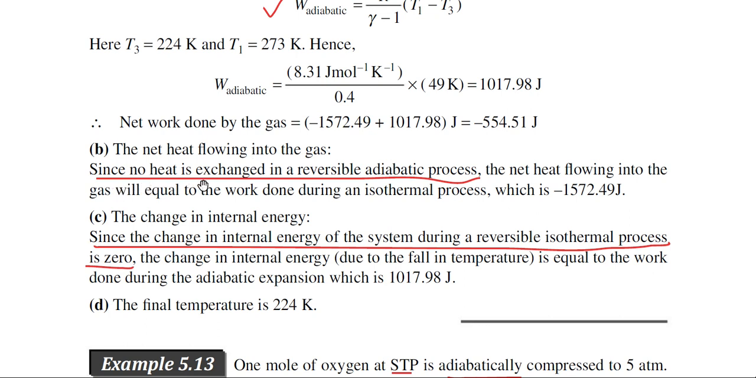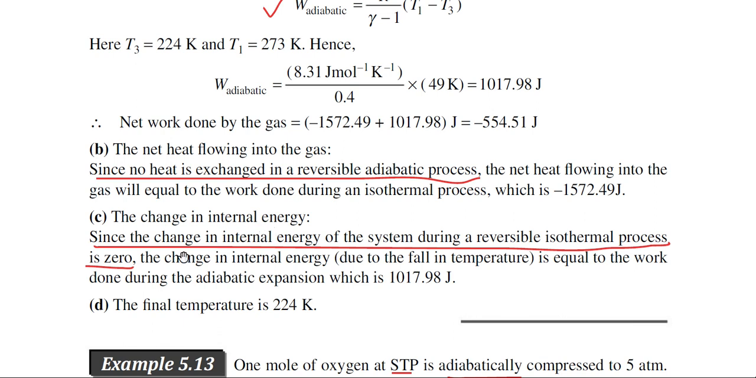Since no heat is exchanged in a reversible adiabatic process, the net heat flowing into the gas will equal the work done during an isothermal process, but we have already calculated the work done in an isothermal process. So, that is this one. So, what is the net heat flowing into the system? That was the work done in an isothermal process, that means this one.